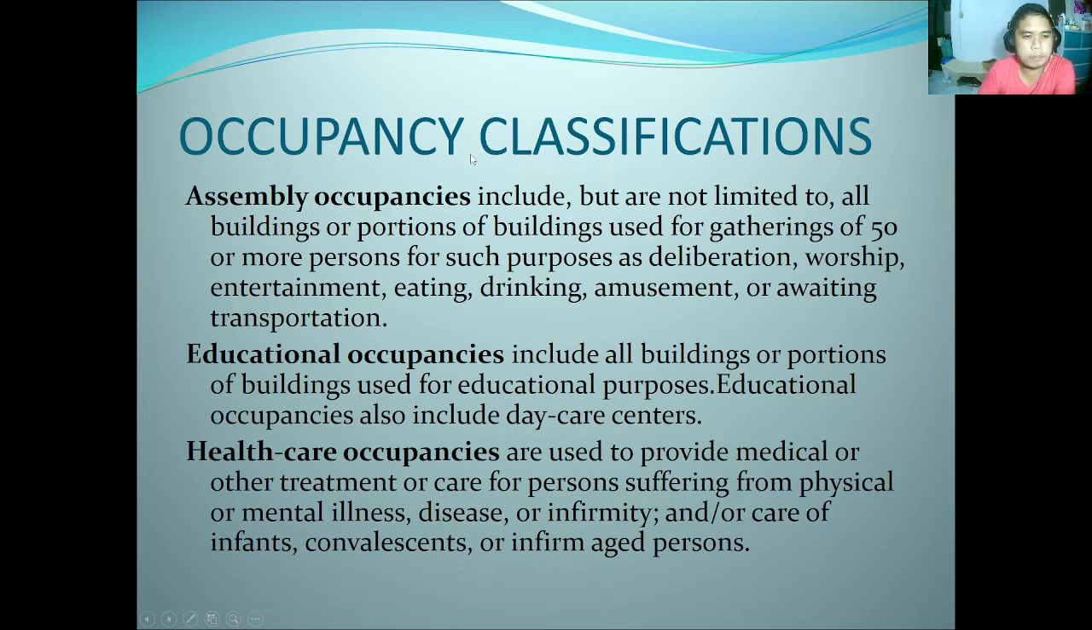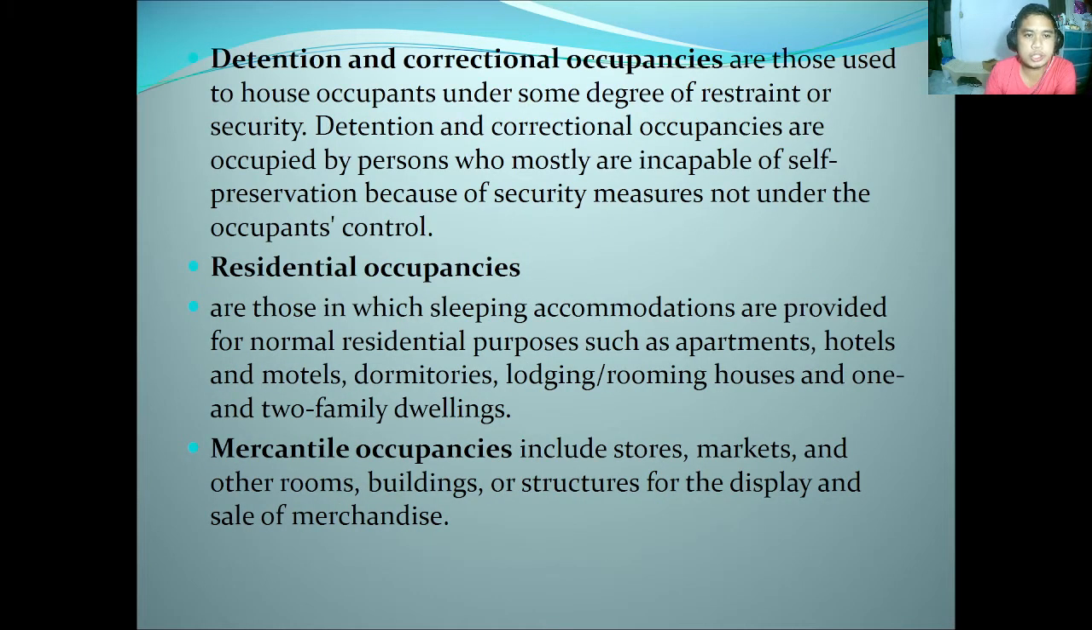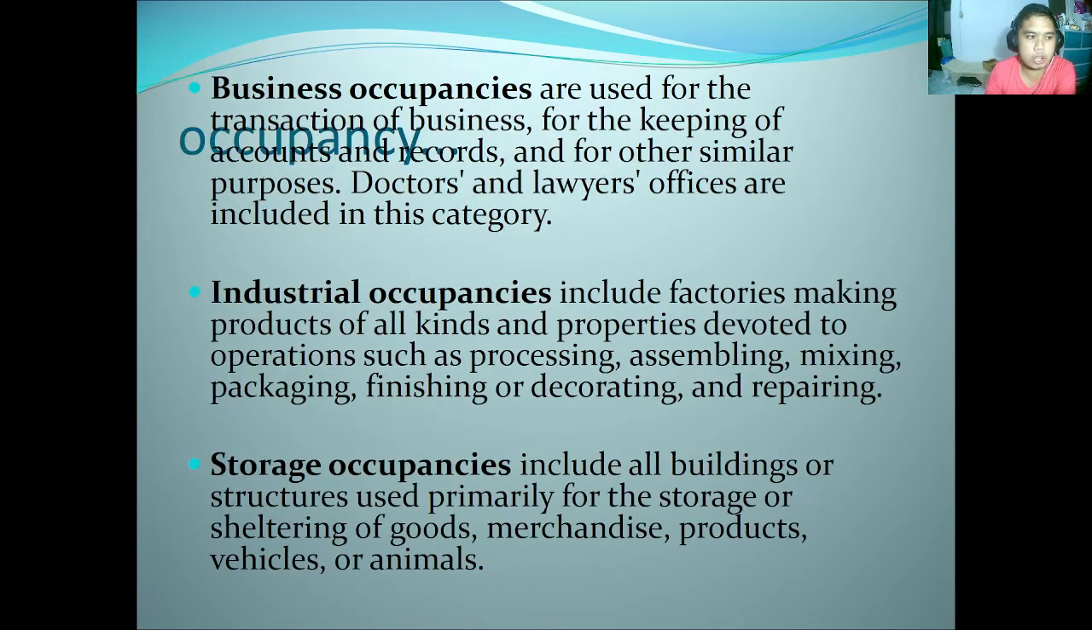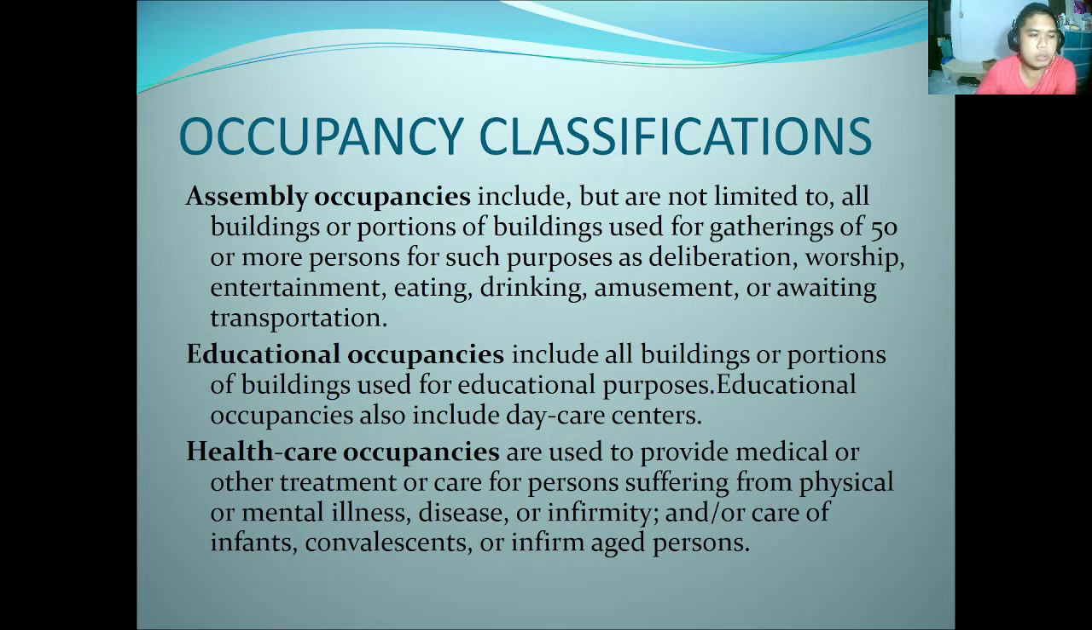Okay guys, occupancy and classification. We have assembly occupancies, educational occupancies, healthcare occupancies, detention and correctional occupancies, residential occupancies, and mercantile occupancies. Ang dami guys, no? Now we proceed to assembly occupancies guys. Include but are not limited to all buildings or portion of building used for gatherings of 50 or more person for such purpose as deliberation, worship, entertainment, eating, drinking, amusement, or awaiting transportation.